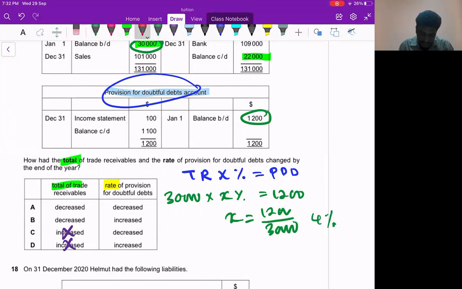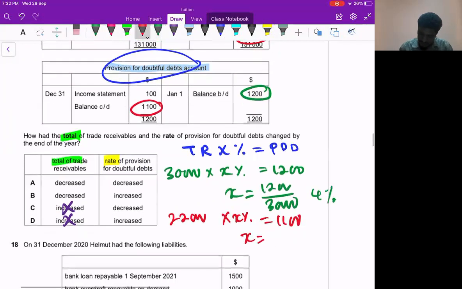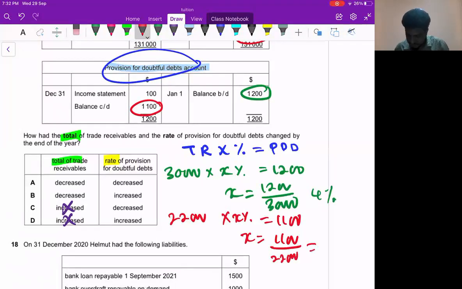Okay, next one. Let's talk about this. Your PDD is 1,100, times X percentage. Trade receivable is 22,000. So X equals 1,100 over 22,000 times 100, which is 5%.